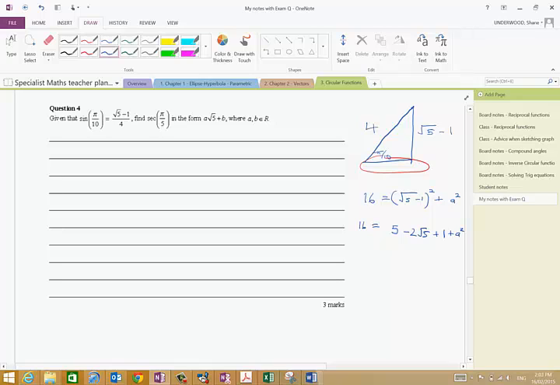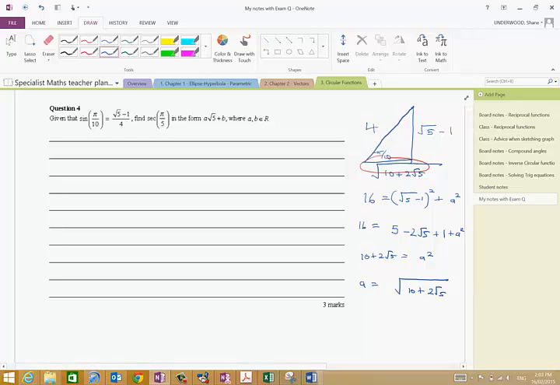So that's 6, that's going to go to the other side, so it's 10 plus 2 root 5 is equal to A squared. So A should be equal to the square root of 10 plus 2 root 5. Is that okay? So this length here is the square root of 10 plus 2 root 5. Yucky. All right, so we've got our triangle though.